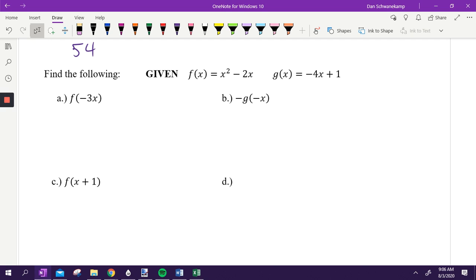Down below, you've got A and B. You've got a new F and G function. Take a second here and try to do A and B. If you need to check with your neighbor, please do.